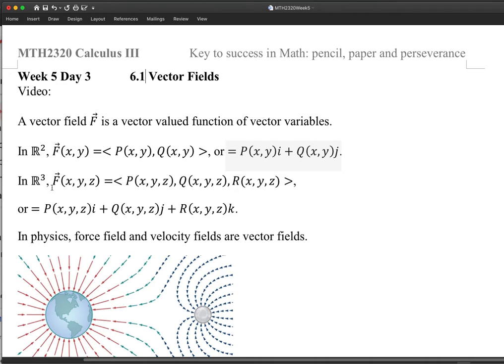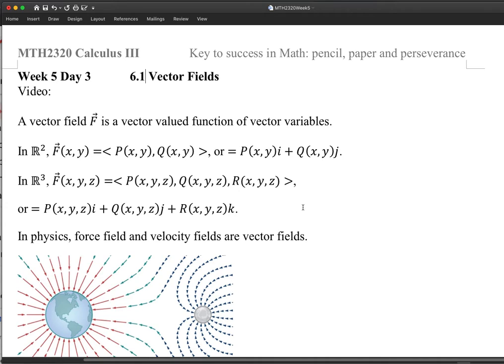And also we have the three-dimensional vector field. The function has three variables, and there are three components as for the function value. We can write the vector valued function using the component form or using the linear combination of i and j. And you may wonder, why do we have to consider vector fields?